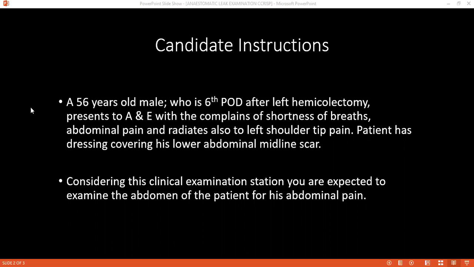Then I'll proceed with the percussion. I'll assess the liver border, starting from the right iliac fossa, then moving 1 to 2 centimeters upwards. If there's a change from tympanitic to dullness, that's the inferior liver border, and then I'll continue upwards 1 to 2 centimeters. If there's any change from dullness to resonance, then that's the upper liver border.